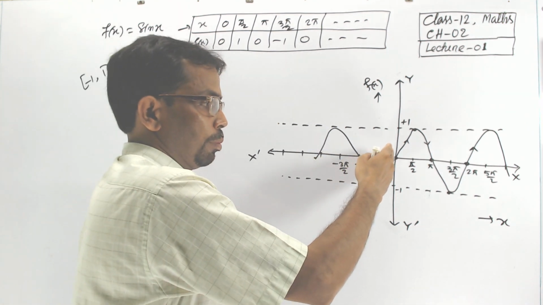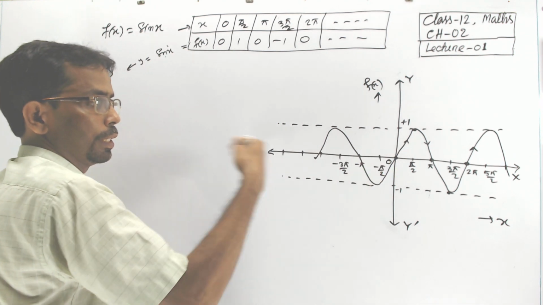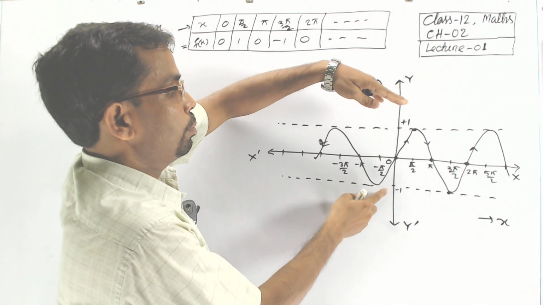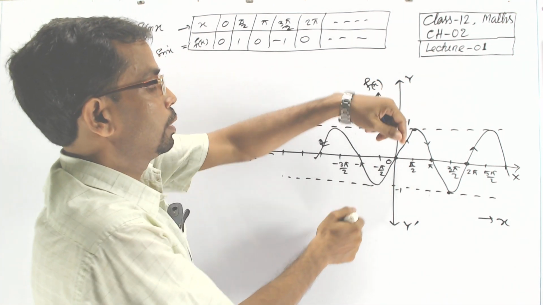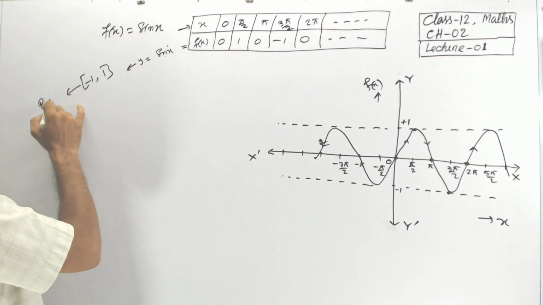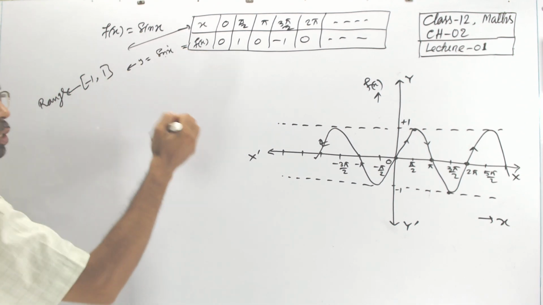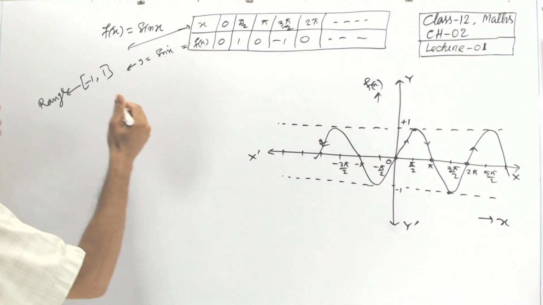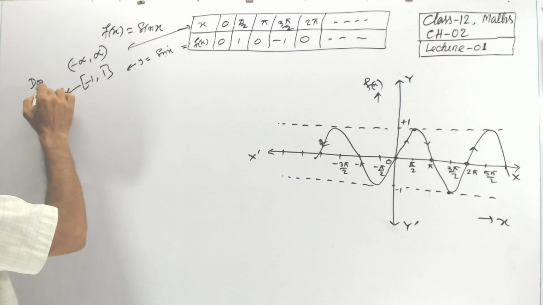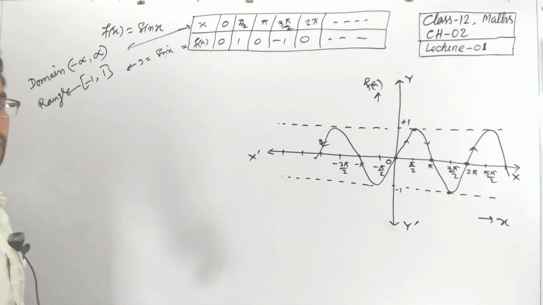Along x it can be extended indefinitely in the positive direction, and also indefinitely in the negative direction. But along y it varies from minus 1 to plus 1, and the variation along y is called the range. And along x the variation is up to plus infinity and minus infinity. So minus infinity to plus infinity is the domain of the function. So this is the graph for f(x) equal to sine x.